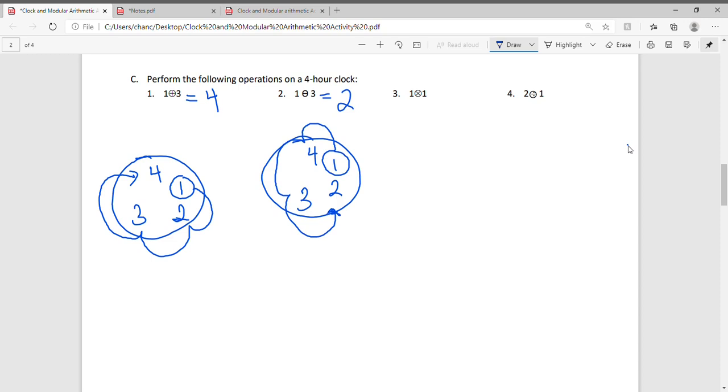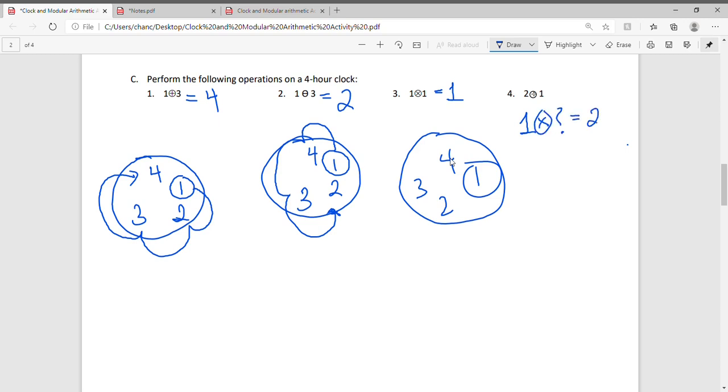Now let's consider 1 times 1. 1 times 1 is equal to 1. 1 does exist in a 4-hour clock system, so that's our solution. For question number 4, we have 2 divided by 1. Let's change this to a multiplication problem. We're going to ask 1 times what is going to give us 2. So we'll have to guess 1 times 1, 1 times 2, 1 times 3, 1 times 4 until we get a solution that is equal to 2.